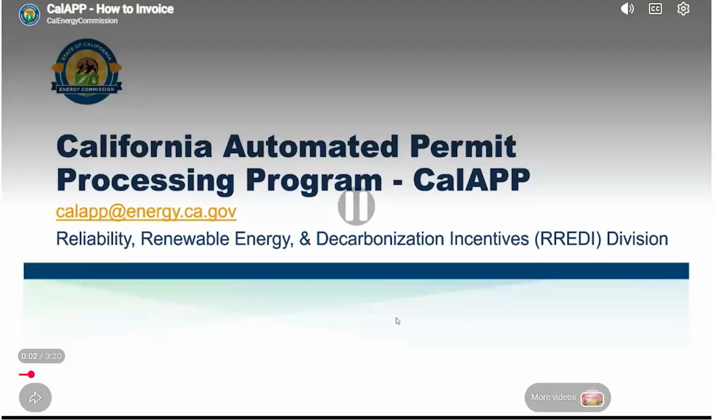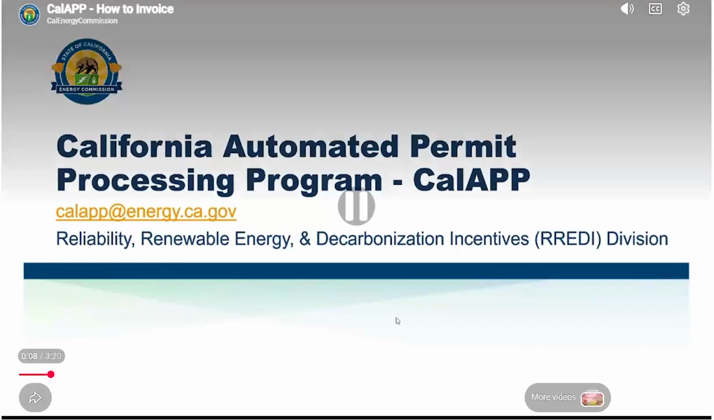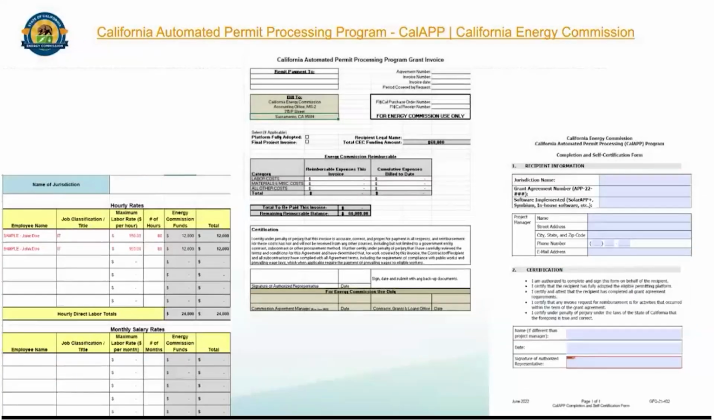Hello, welcome to the California Energy Commission's walkthrough on how to submit an invoice to the CalAAP program as a grant awardee. We'll review 3 forms needed for submission. These forms were previously emailed to CalAAP awardees. The first is the invoice template, the second is the supporting document workbook, and the third is the self-certification form.